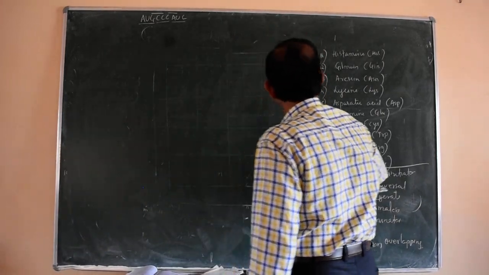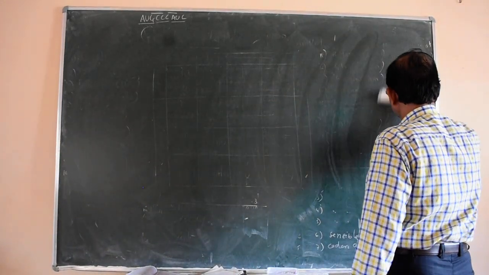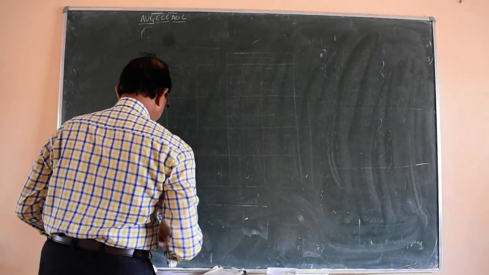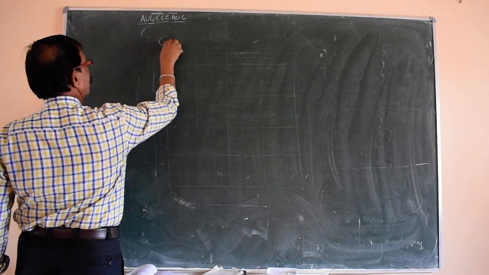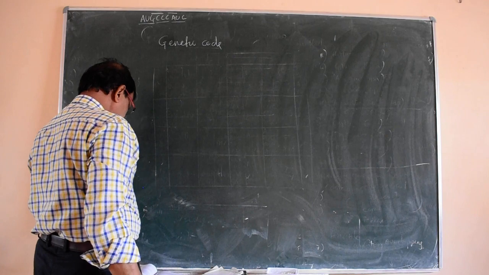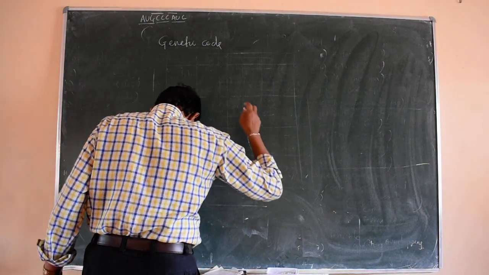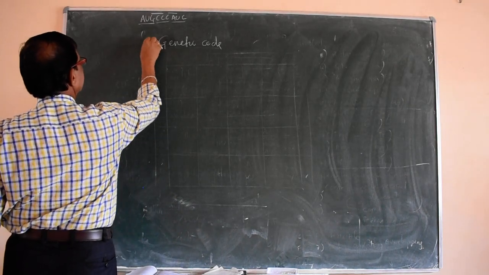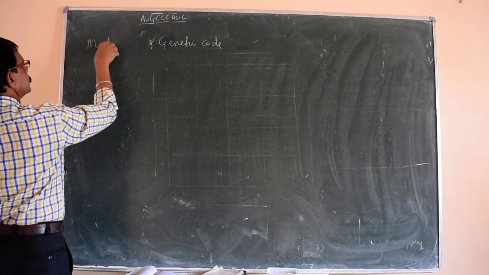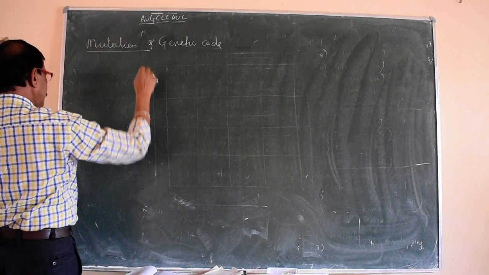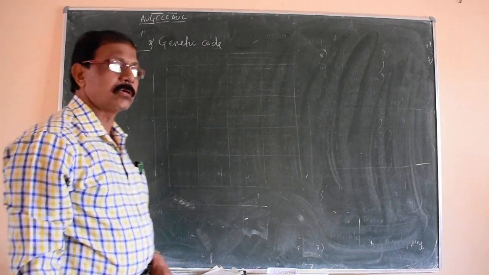Now next one, according to your syllabus, is genetic code and mutation. Mutation and the genetic code.